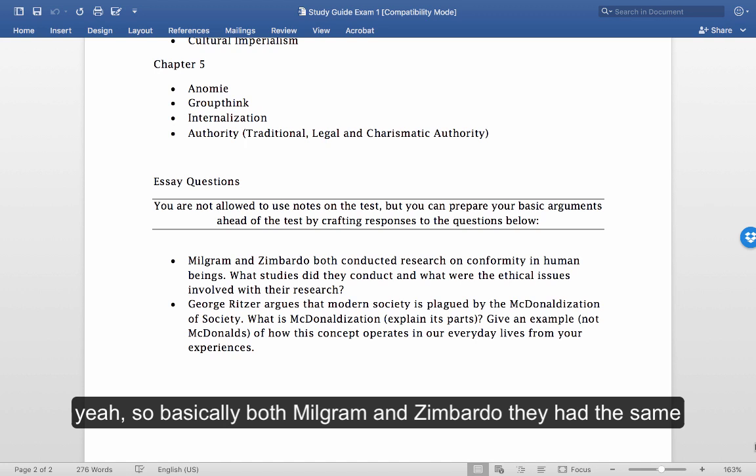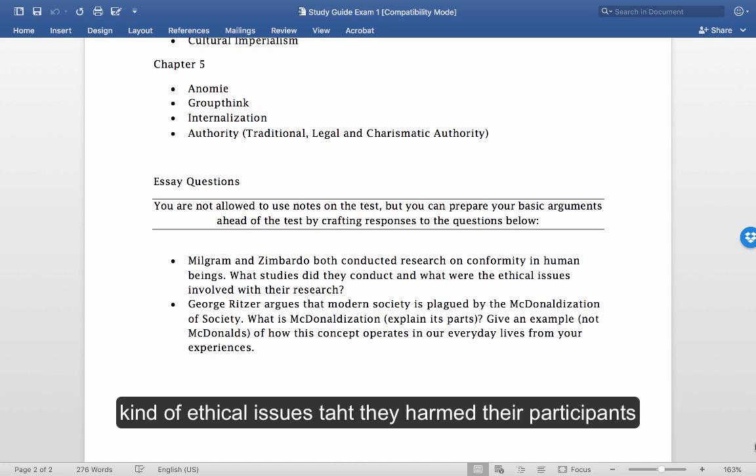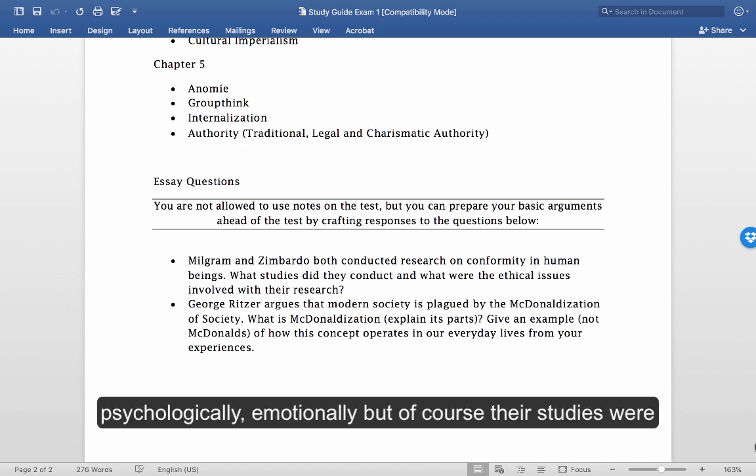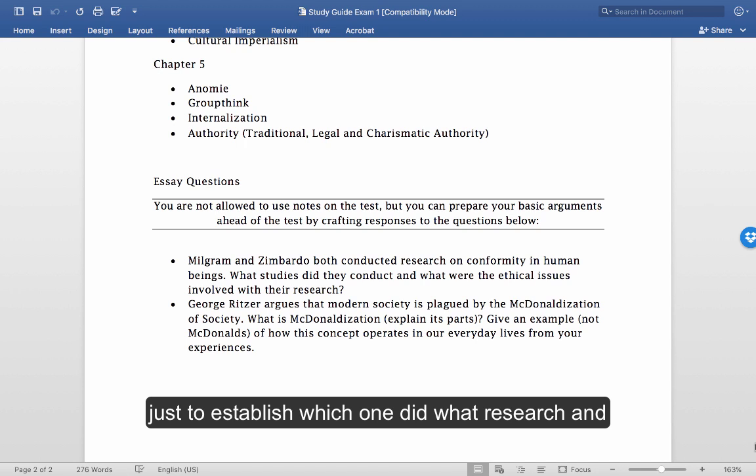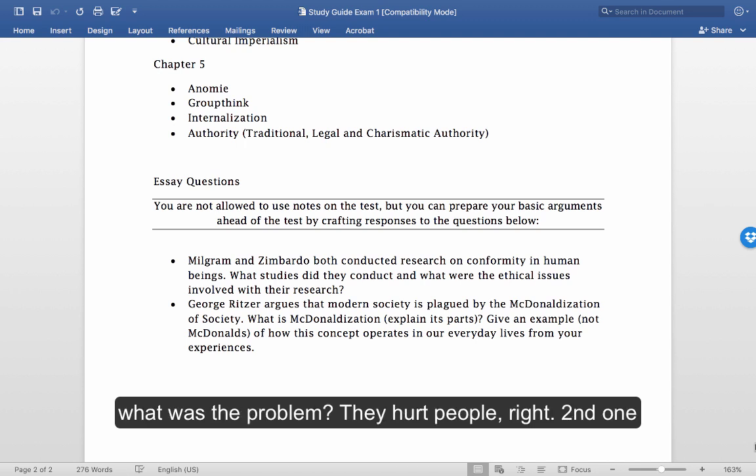Yeah, so basically both Milgram and Zimbardo had the same kind of ethical issues: they harmed their participants psychologically, emotionally. But of course, their studies were pretty different, right? Obedience versus the Stanford prison. So all I'm looking for there is just to establish which one did what research and what the problem was. They hurt people, right?